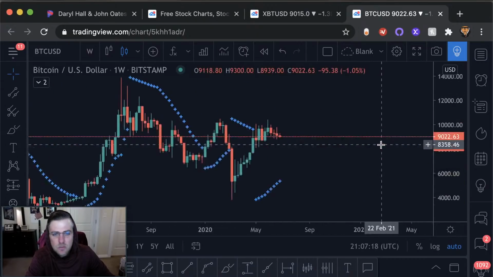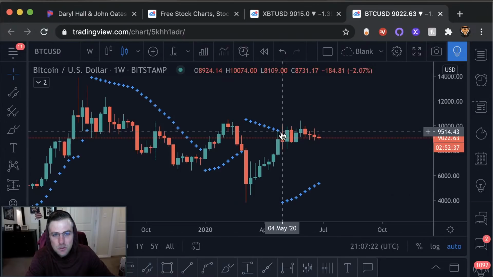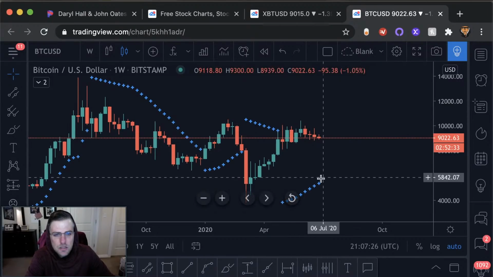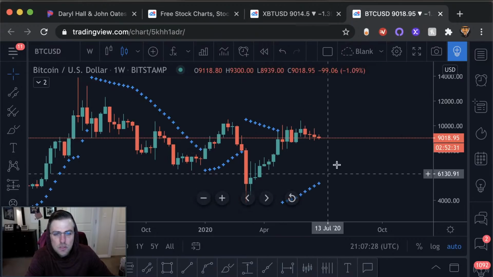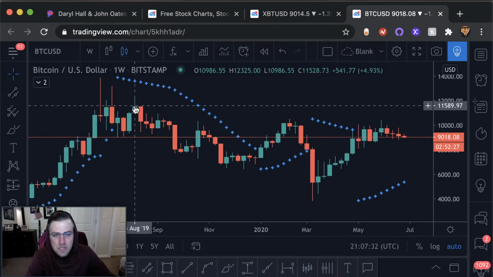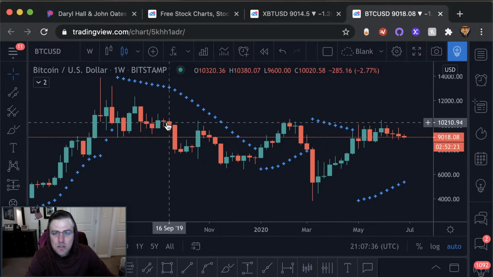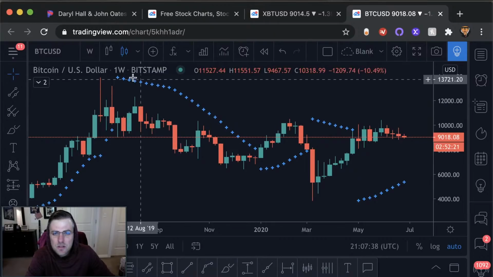Let's go ahead and start with the weekly parabolic SAR. It turned bullish up in here, and it has a lot of room to stay in a bull trend. It kind of reminds me of something even more significant than up in here, when the price was down in here and the SAR was all the way up here.